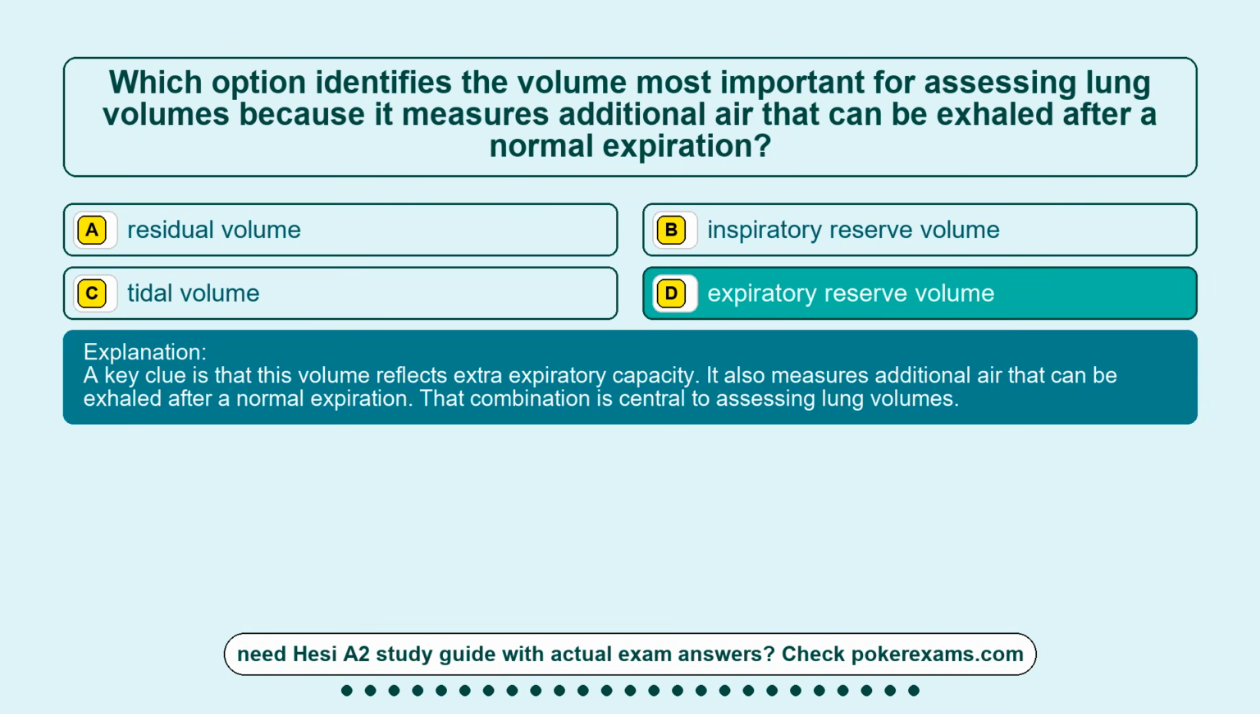A key clue is that this volume reflects extra expiratory capacity. It also measures additional air that can be exhaled after a normal expiration. That combination is central to assessing lung volumes.